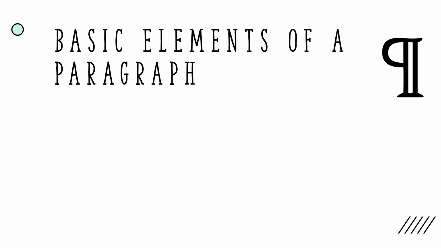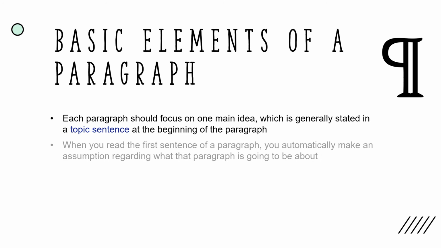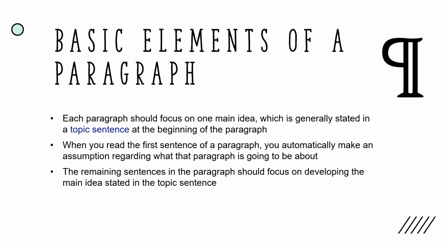Paragraphs have a few basic elements. First, each paragraph should focus on one main idea, which is generally stated in a topic sentence at the beginning of the paragraph. That's because when you read the first sentence of a paragraph, you automatically make an assumption regarding what that paragraph is going to be about. The remaining sentences in the paragraph should focus on developing the main idea stated in the topic sentence.